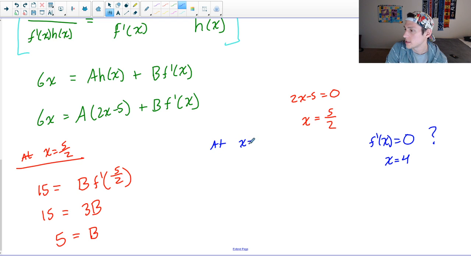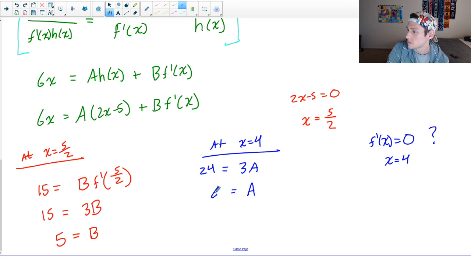So at x equals 4, I'm just going to use this equation and plug in 4. 6 times 4 is 24. 2 times 4 is 8. 8 minus 5 is 3, so that would be 3a. Plus b, f prime of 4 we know is already 0, so that term would just cancel. And I just have a nice equation here. 24 equals 3a. Divide both sides by 3. So a equals 8. Okay, great. So I have my constants. A is 8. B is 5.